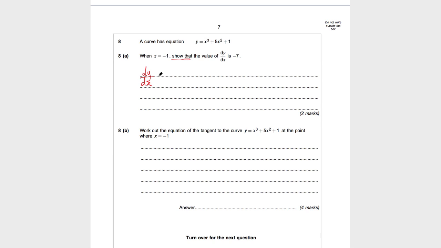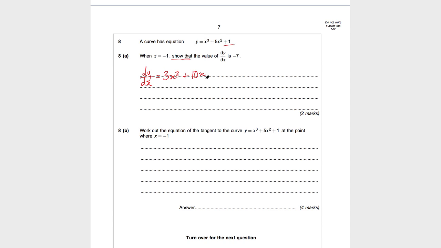dy/dx equals, bring that number down to the front, 3x, and reduce the power by 1, 3x squared, plus, it's going to be 2 times 5 when I bring that in front, 10x, and again reduce the power by 1, so that's 2x to the 1, or just 10x, and then this bit just goes because it's got no x values involved, so that just disappears.